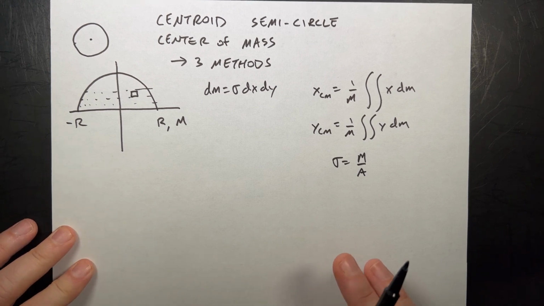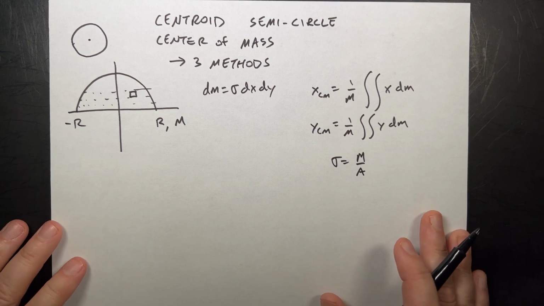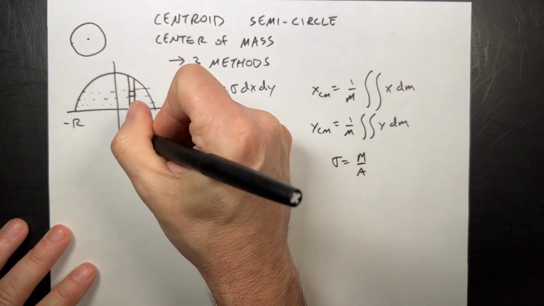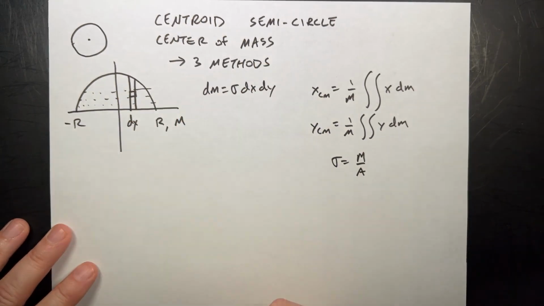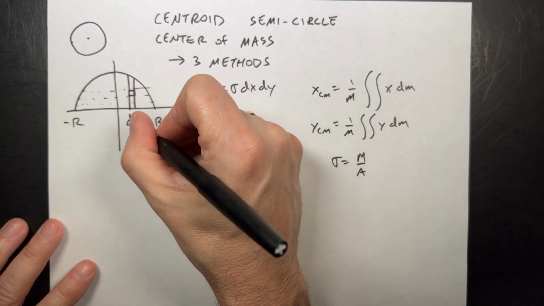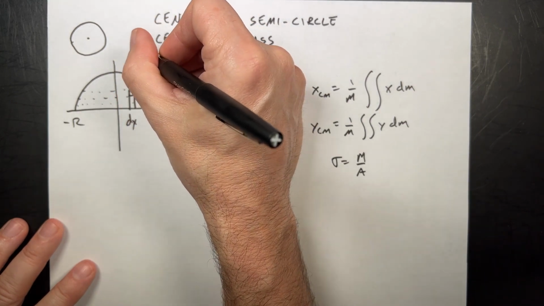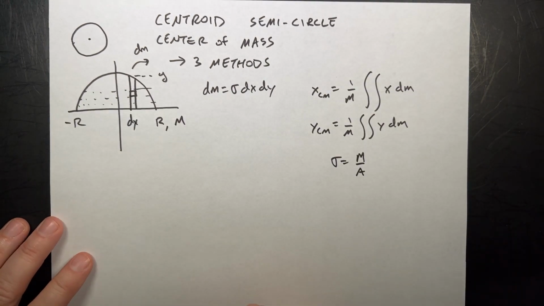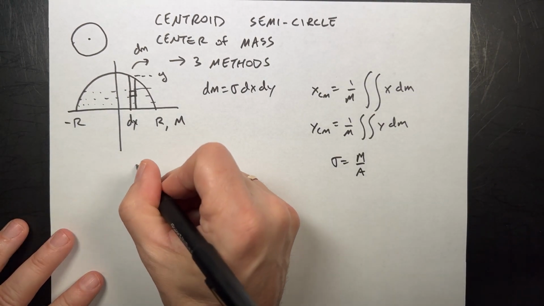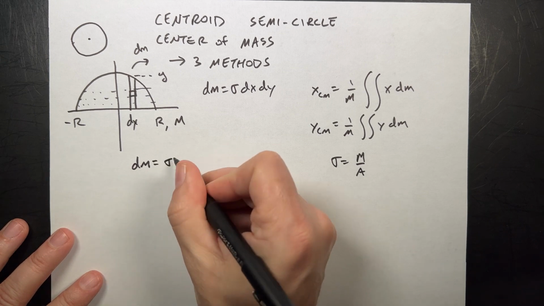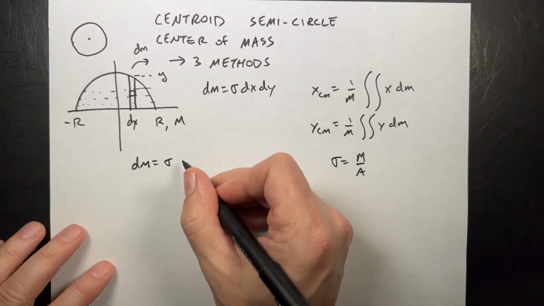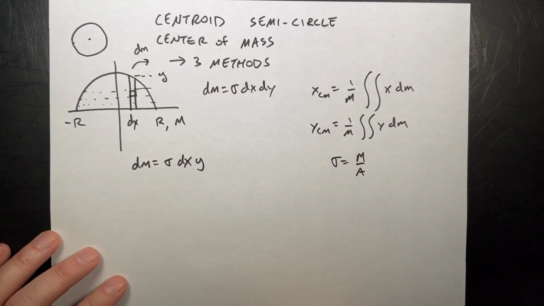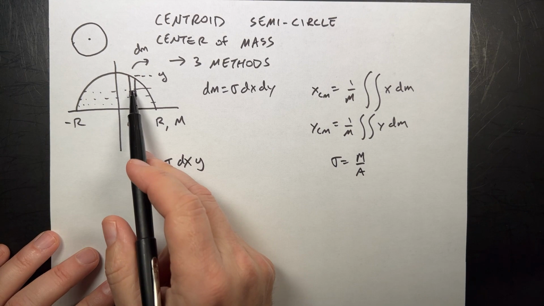So let's add up objects like this. I'm going to break this into vertical rectangles of width dx, and I can use this as my dm. You notice right here, this has a height of y. So in this case, my mass dm is going to be equal to sigma times the width of my rectangle, which is dx, times the height of my rectangle, which is just y. And the center of that is x, right?